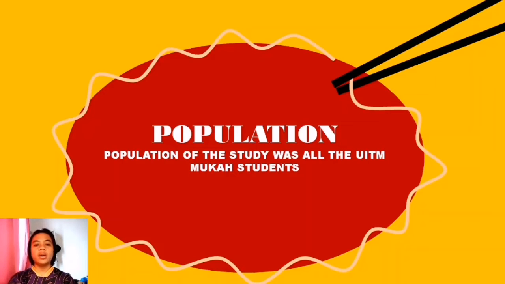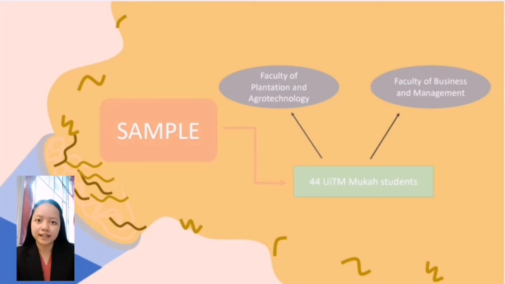Next, we go to the population. The population of the study was all the UiTM Mukah students. Sample: the subjects of this study are 44 UiTM Mukah students, comprising 13 male students and 31 female students, ranging in age from 18 to 26 years old, from two faculties, the Faculty of Plantation and Agrotechnology and the Faculty of Business and Management.